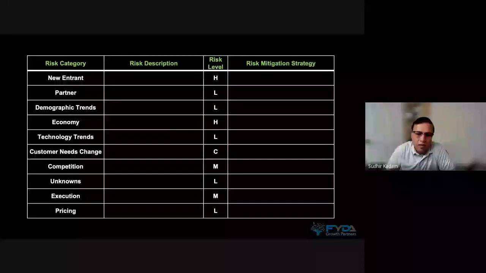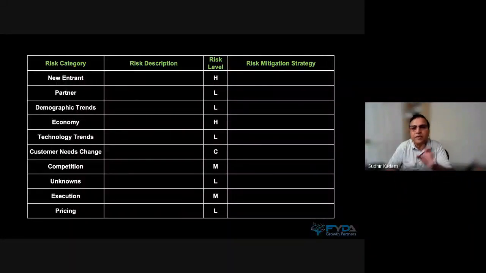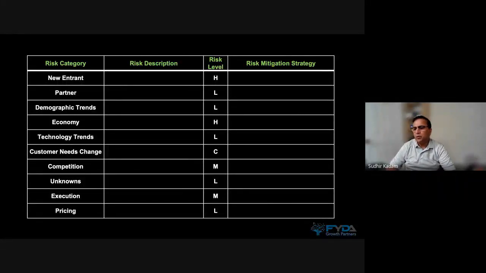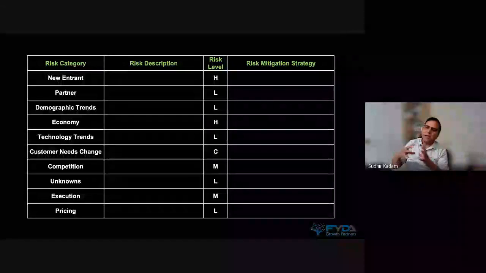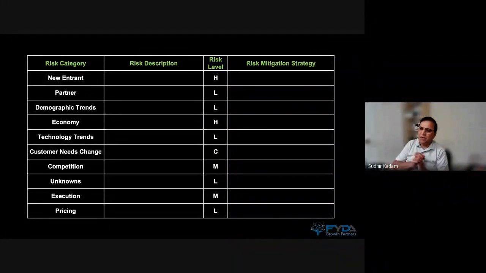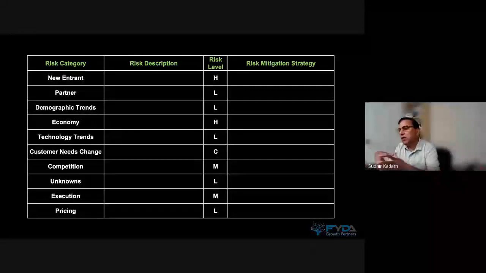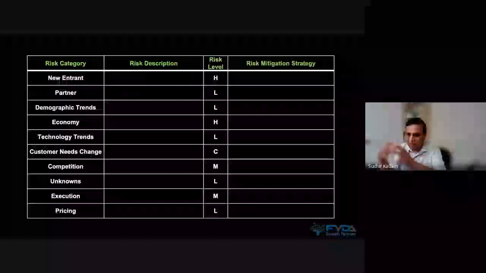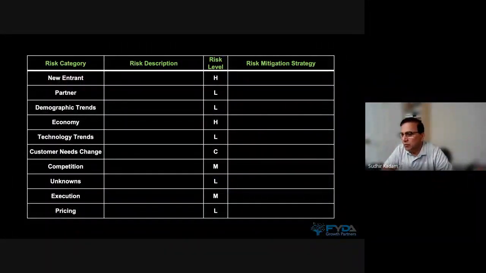And I will share a spreadsheet like this with you. Make a list of your risk categories. Okay, the more the better. Put every risk down there and see the level of risk that you carry. Is it a critical risk, a high level risk, a low level risk? Describe that risk and figure out your risk mitigation strategy: if this happens, this is how I am going to deal with it, or I already have this high risk right now and this is what I put in place so that my business does not suffer.